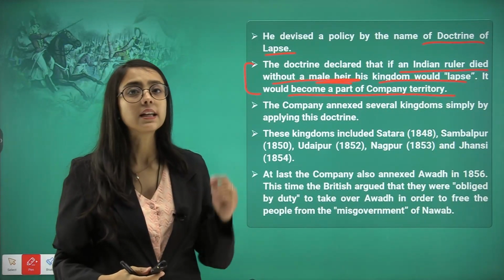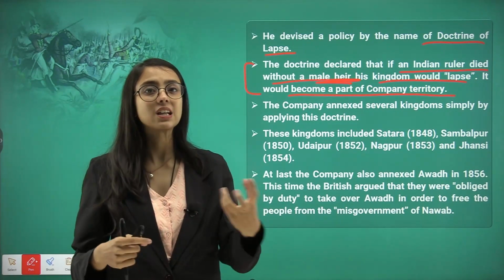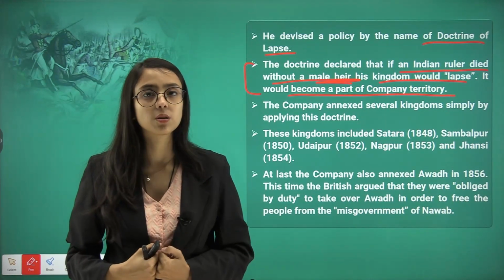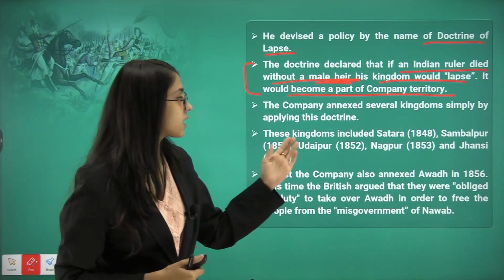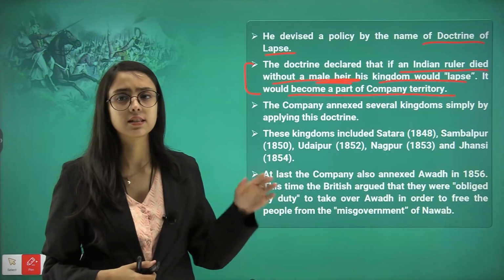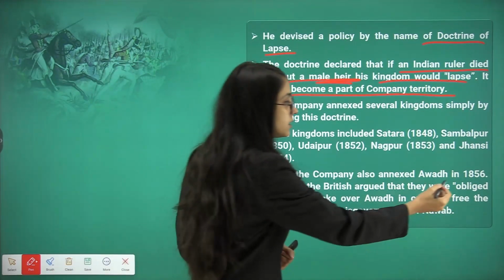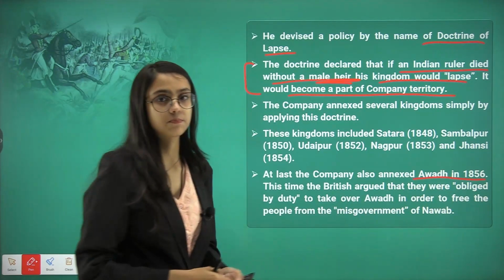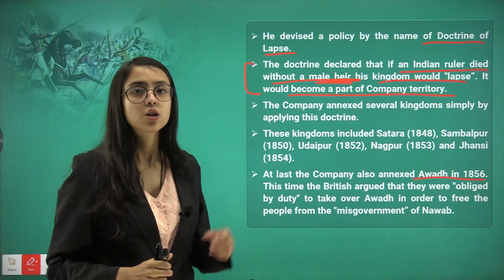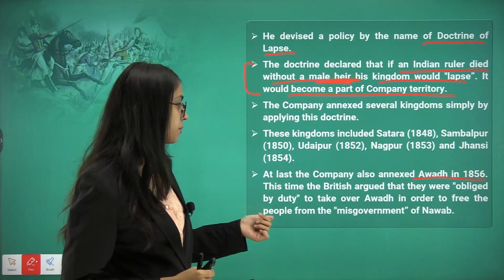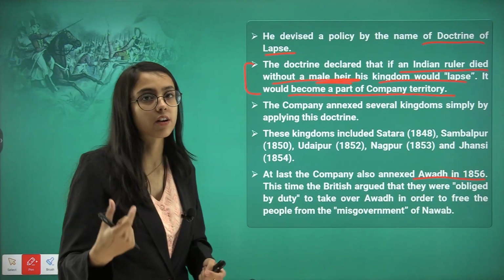The company annexed several kingdoms just by this doctrine. There were several kingdoms annexed, conquered and controlled by the company just under this doctrine. These kingdoms include Satara, Udaipur, Nagpur, Jhansi, Sambalpur, etc. At last the company also annexed Awadh in 1856. This time the British argued that they were obliged by duty to take over Awadh in order to free the people from the misgovernment of the Nawab. So they had their excuses to justify what they were doing.